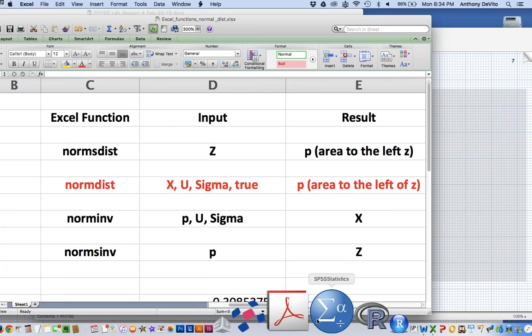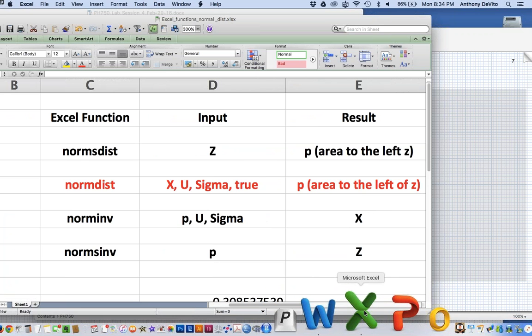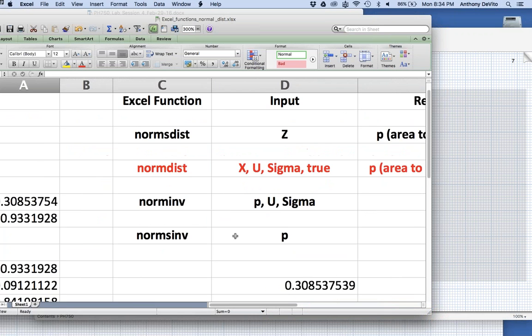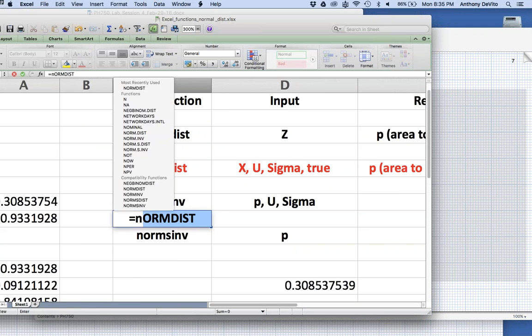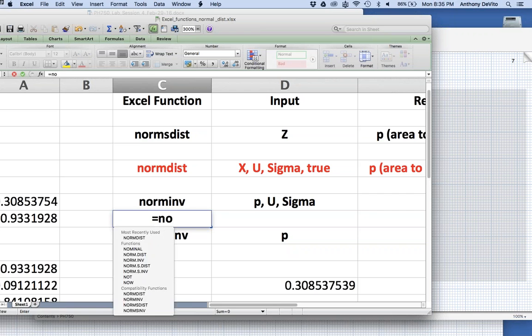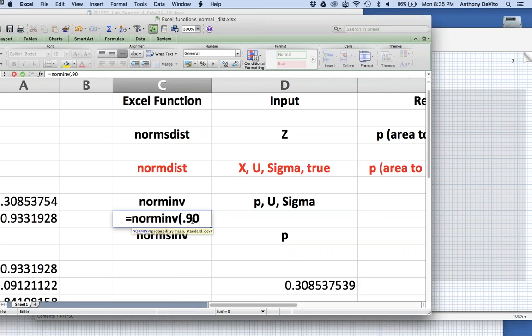So let's give that a try in Excel. I'll do it right underneath here. Equals norm inverse. It kind of makes sense to call it norm inverse because you're doing the inverse of what you normally would do. Parentheses, and it's asking me for the probability, which is 0.90, comma, the mean, which was 120, and the standard deviation, which is 8.